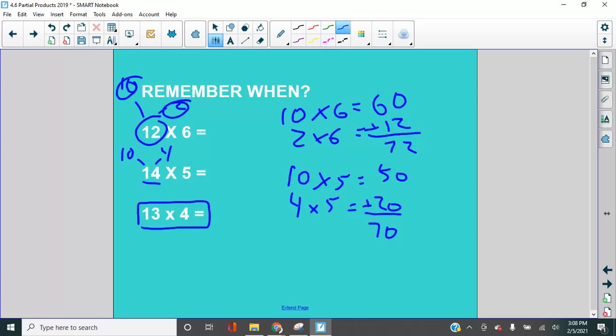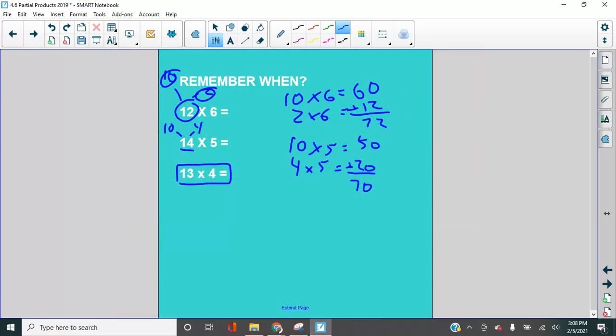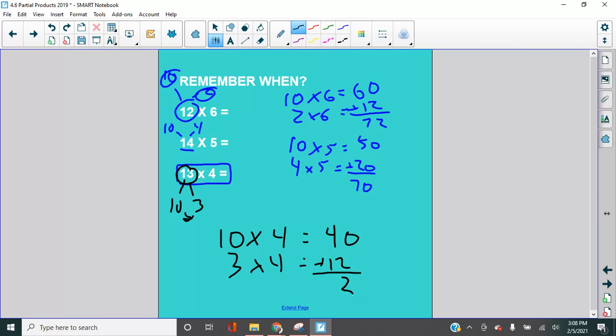Okay. Answer is 52. If you didn't have 52, or even if you did, watch here carefully. So 13, I'm going to make this 10 and 3. So 10 times 4 and 3 times 4. We don't want to multiply these numbers together because they're part of the same number, right? You don't multiply a number inside of itself. This would be 40. This would be 12. And here is the 52.